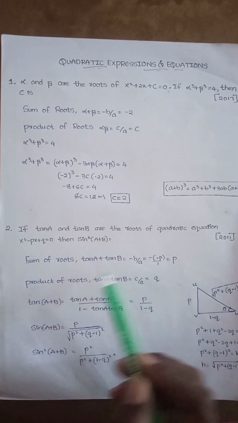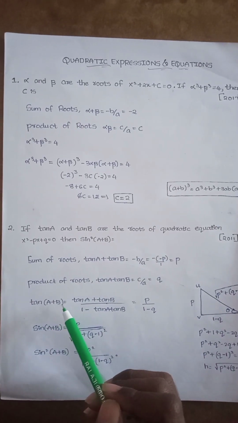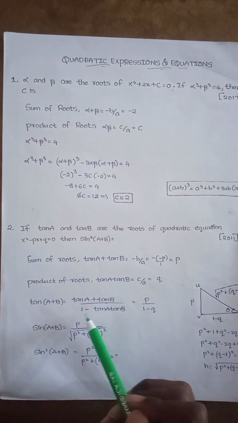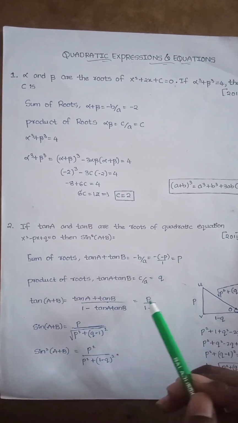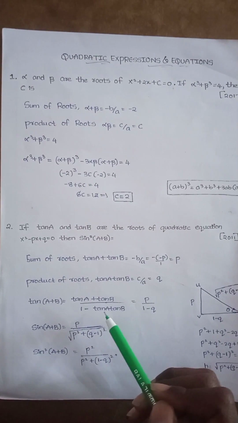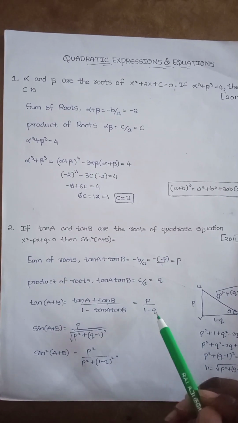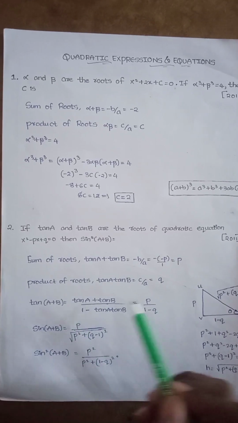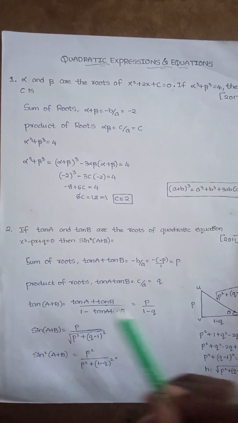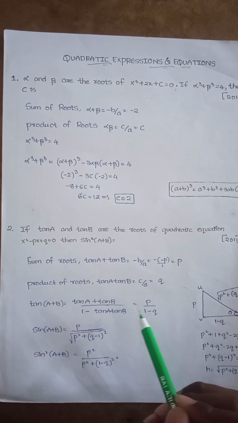And we know that tan of a plus b equals tan a plus tan b by 1 minus tan a tan b, that is equals tan a plus tan b, which is p, by 1 minus tan a into tan b, which is q, right? Now assuming a plus b as theta, then substituting, tan theta equals p by 1 minus q.